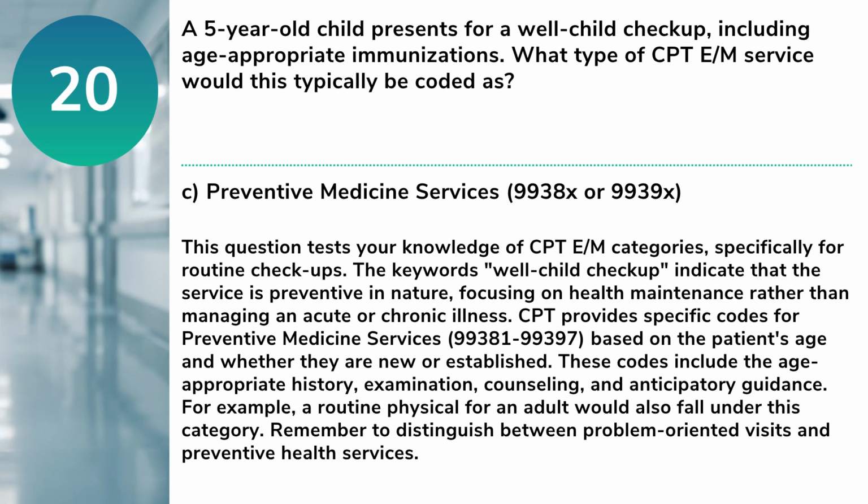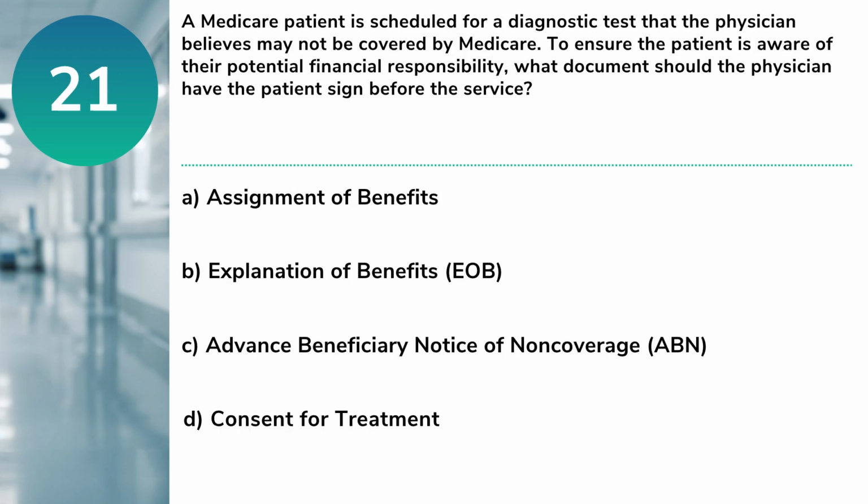99381 to 99397, based on the patient's age and whether they are new or established. These codes include the age-appropriate history, examination, counseling, and anticipatory guidance. For example, a routine physical for an adult would also fall under this category. Remember to distinguish between problem-oriented visits and preventive health services.